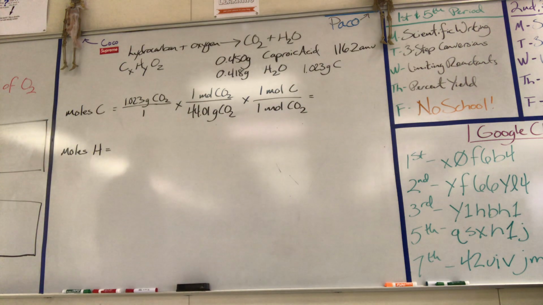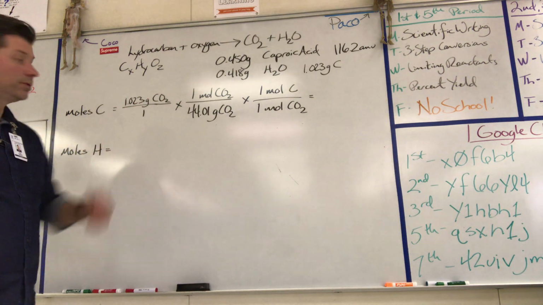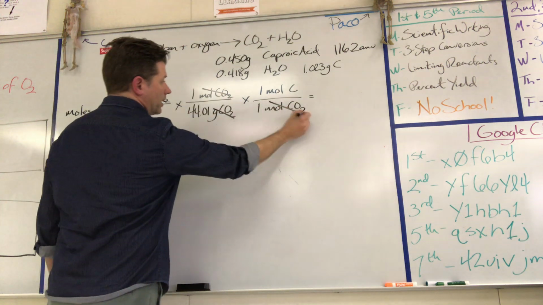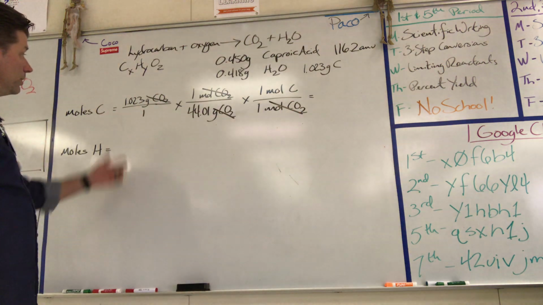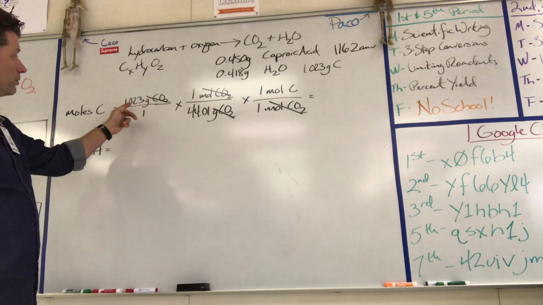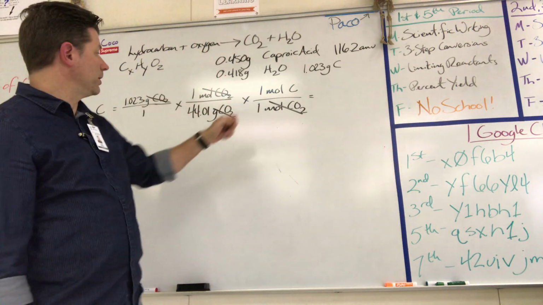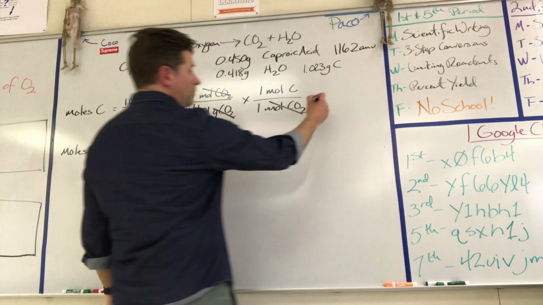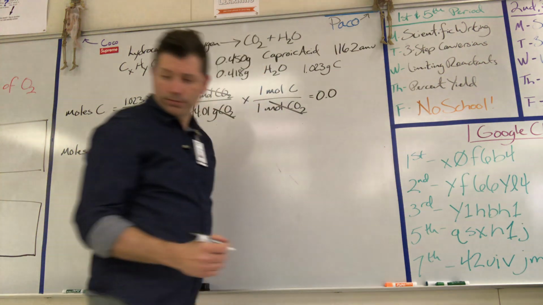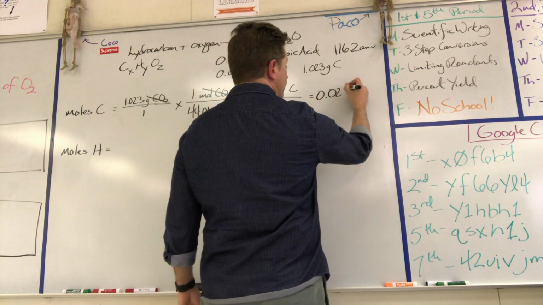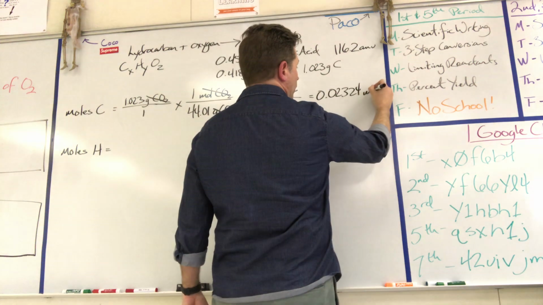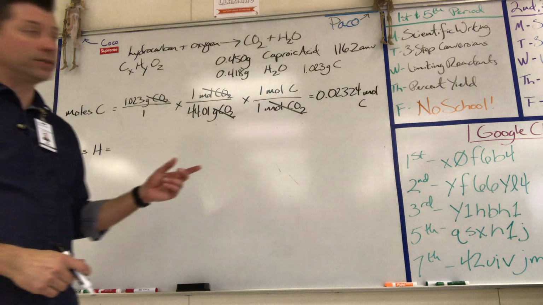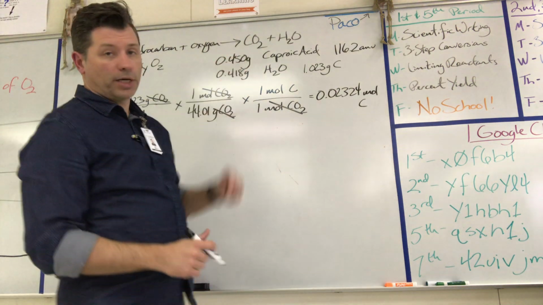Okay? So we've got everything set up. We can cancel out grams of carbon dioxide, moles of carbon dioxide. So now all we need to do is do the calculation. 1.023 grams times 1 times 1 divided by 44.01 will give us 0.02324 moles of carbon. That's how many moles of carbon we have present in the carbon dioxide.